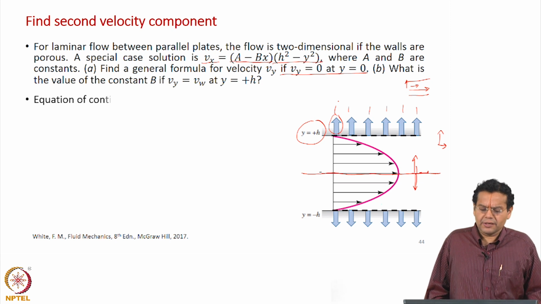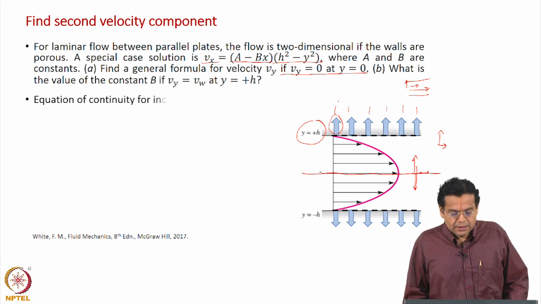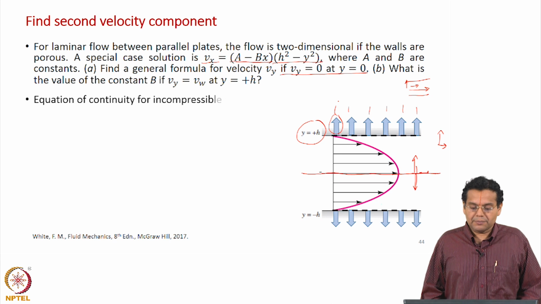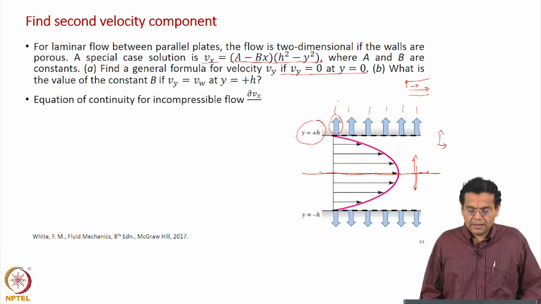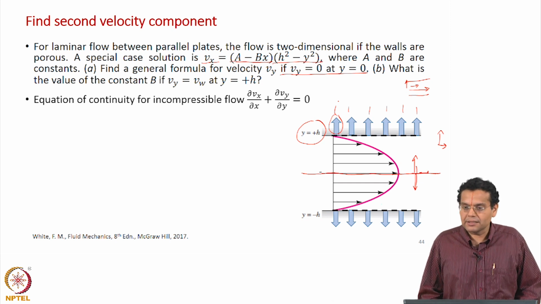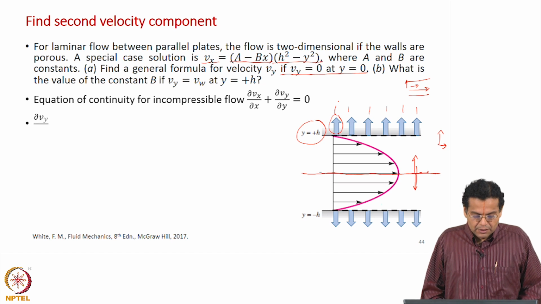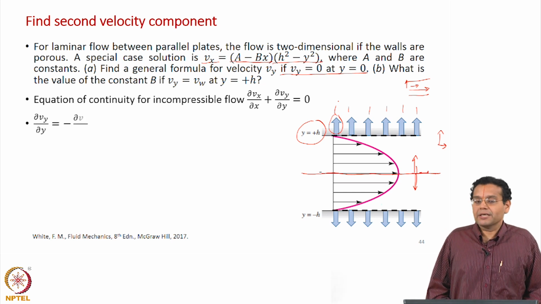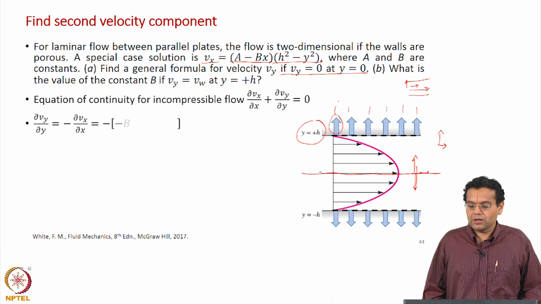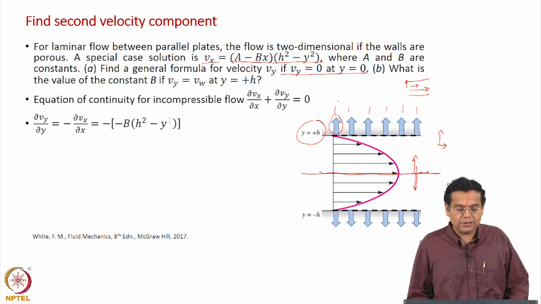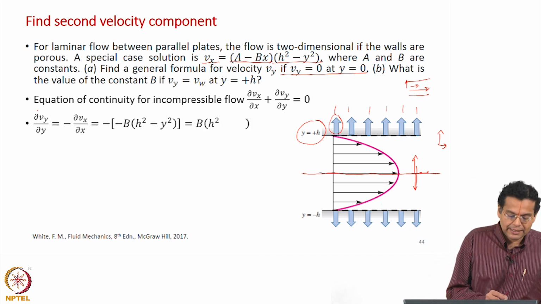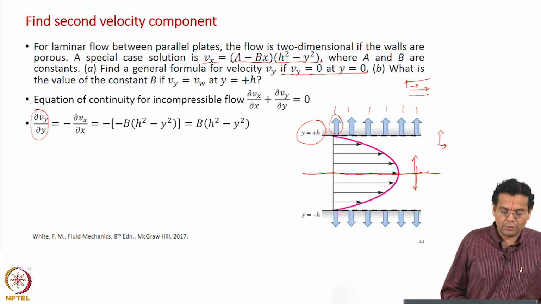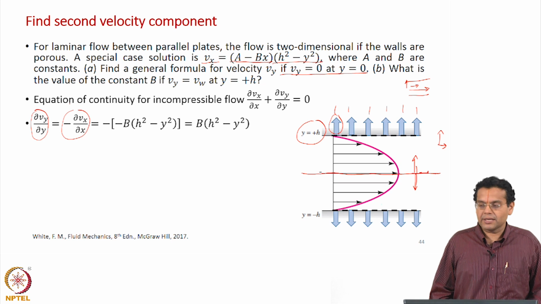Start with the equation of continuity as usual for incompressible flow, then dou v x by dou x plus dou v y by dou y. Because it is a 2 dimensional case, I am not considering the third term. Okay. Now, we want to find out v y, the y component velocity. So, let us rearrange for dou v y by dou y. So, I retained dou v y by dou y on the left hand side, and taken minus dou v x by dou x to the right side.